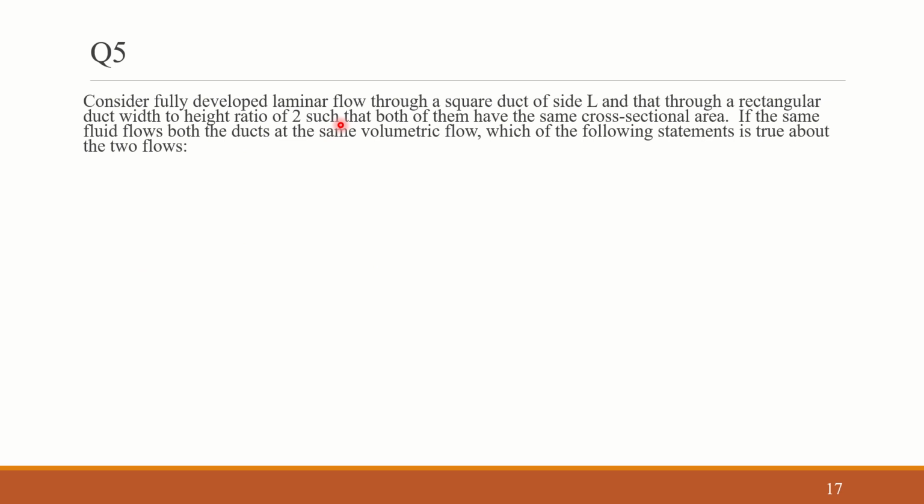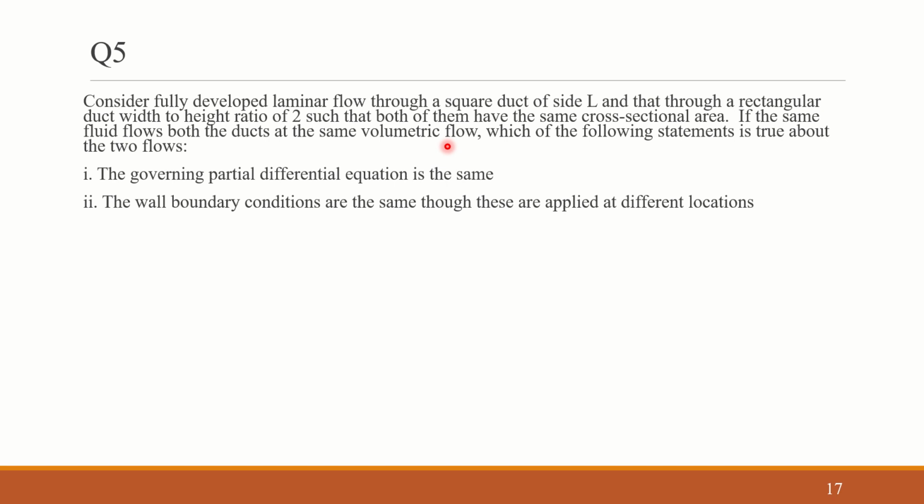Consider fully developed laminar flow through a square duct of side L and that through a rectangular duct with a width to height ratio of 2, such that both of them have the same cross-sectional area. If the same fluid flows through both the ducts at the same volumetric flow, which of the following statements is true about both the flows? Statement 1, governing partial differential equation is the same. Statement 2, wall boundary conditions are the same, though these are applied at different locations. Statement 3, flow domain is the same.